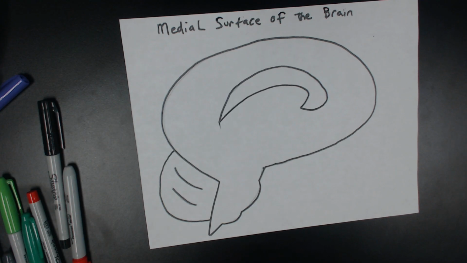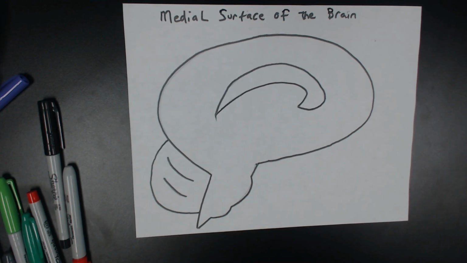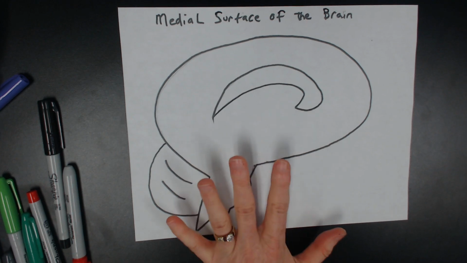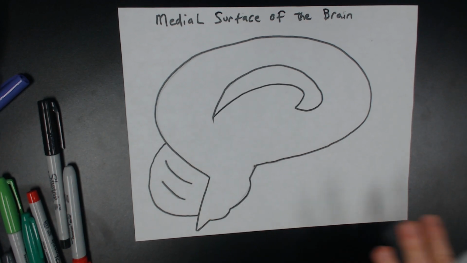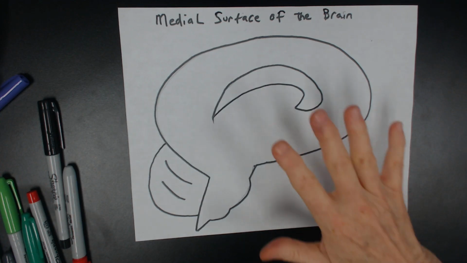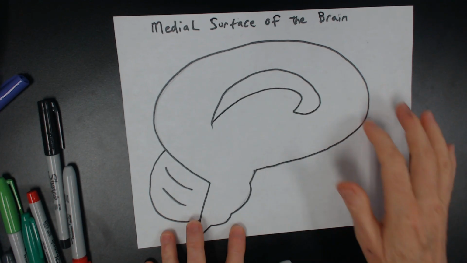Medial surface of the brain. Okay, last drawing. So we talked a little bit about this previously. If I had to say, what kind of section would this be? So if I took a saw and I ran it right down the middle of my head, what kind of section is that? What am I looking at? Sagittal, right? This is a sagittal section.